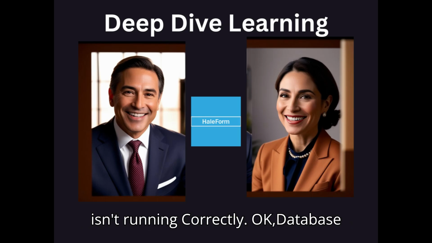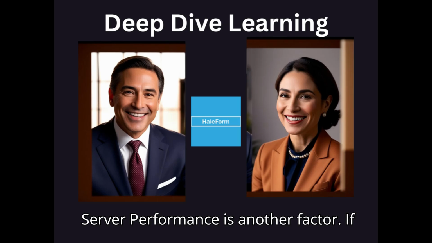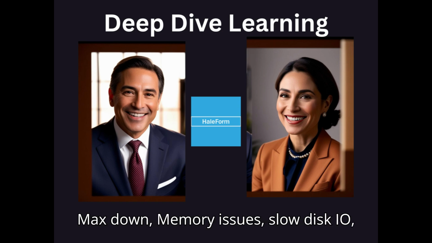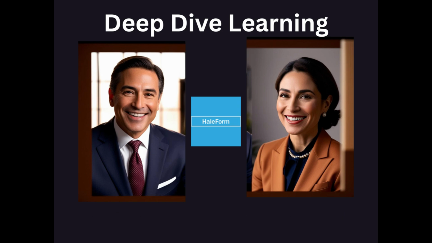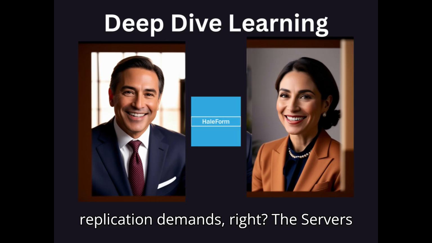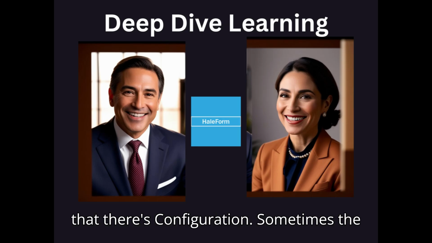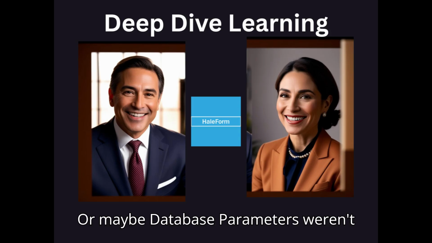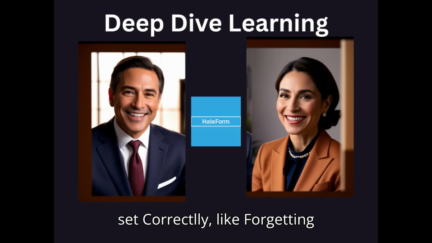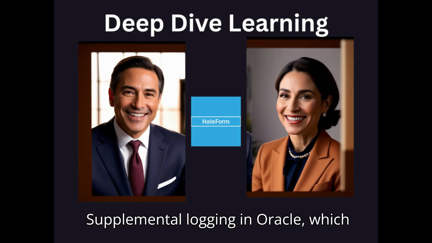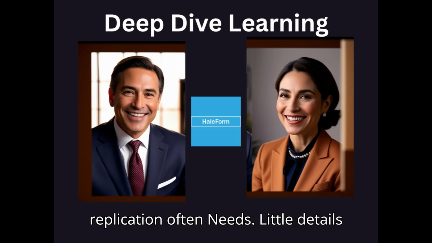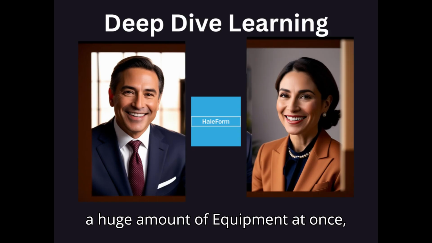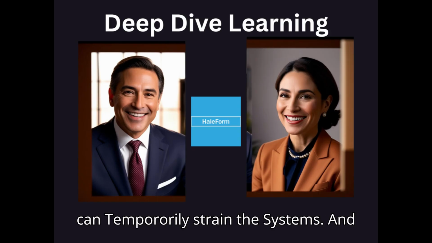or one of the SQL Server agents isn't running correctly. Okay. Database server performance is another factor. If the server hosting the database at the host or satellite is overloaded, CPU maxed out, memory issues, slow disk I/O, it just can't keep up with the replication demands. Right, the servers themselves need to be healthy. Yeah. And then there's configuration. Sometimes the GWC setup itself wasn't done quite right, or maybe database parameters weren't set correctly, like forgetting supplemental logging in Oracle, which replication often needs. Little details that have big impact. Exactly. Even just a massive bulk data load, like importing a huge amount of equipment at once, can temporarily strain the system.